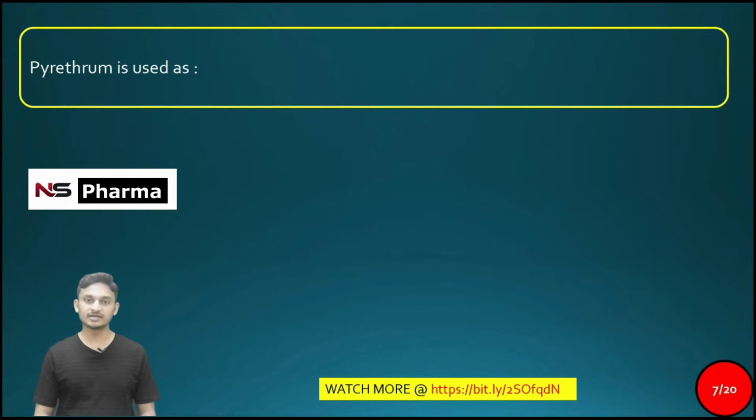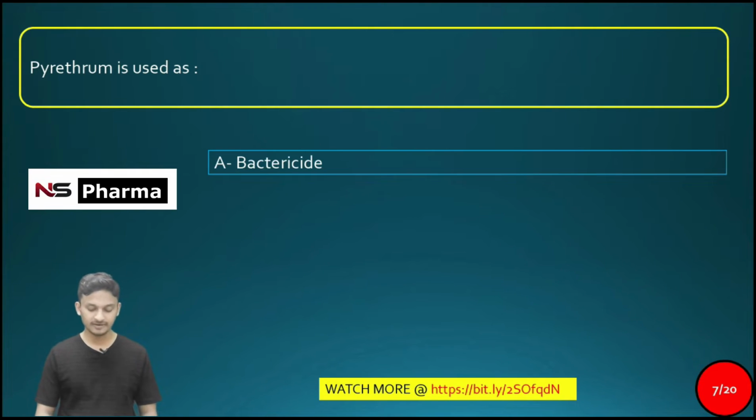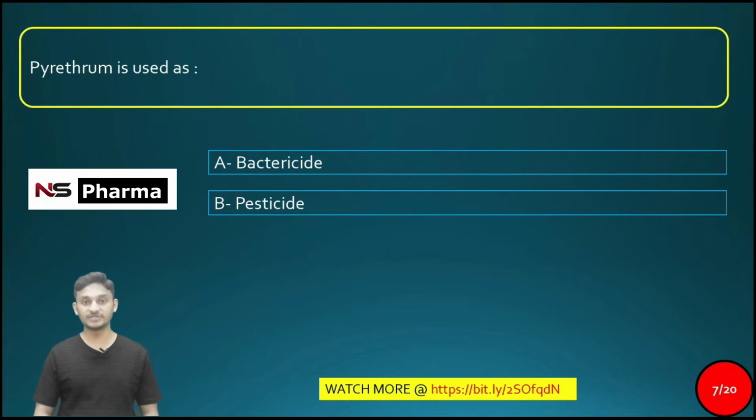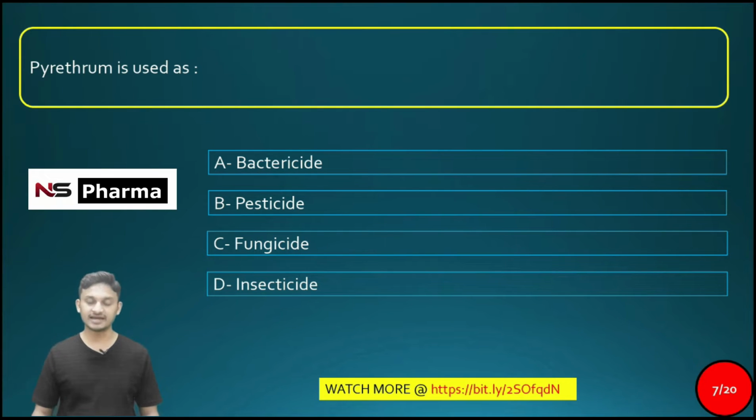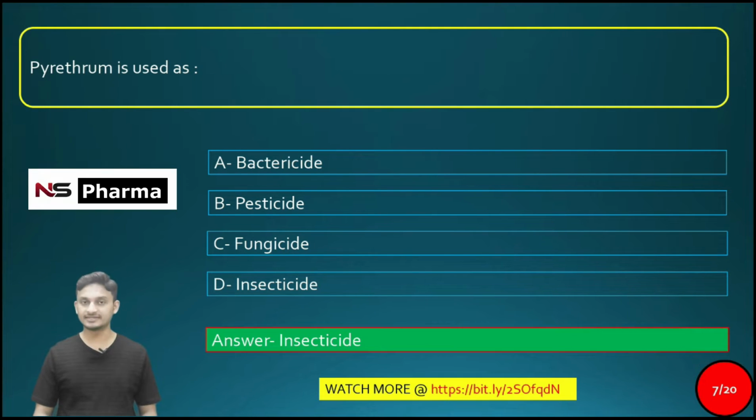Pyrethrum is used as. The options are: A, bactericide; B, pesticide; C, fungicide; and the last option, insecticide. So the question is, pyrethrum is used as. The correct answer here is insecticide. It is used as an insecticide.